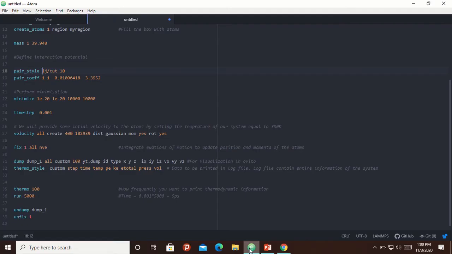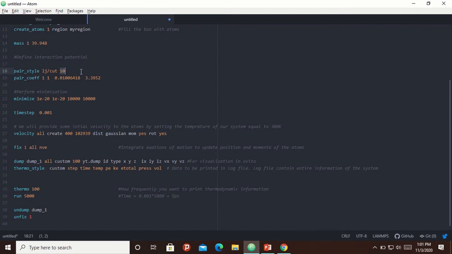So what does this mean? This is lj/cut and this is 10 here. So 10 is basically the cutoff distance. The distance will take the units of angstroms as specified by units metal. And what does this mean? That if the distance between any two atoms is more than 10 angstrom, then there will be no interaction between them. But up to a distance of 10 angstrom, there is going to be interaction between any two atoms.